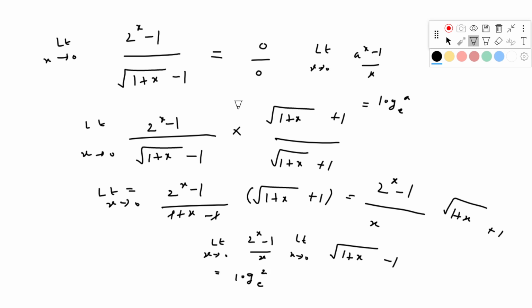Now this one, limit x tends to 0. Put x value here, x is 0, so 1 plus 0, 1, right? Here this is plus 1. x is 0, so root over 1 plus 0 is root 1, which is 1, so 1 plus 1, 2, into 2. So what is the value? 2 log 2 base e. So this is the answer. Clear? Next question.